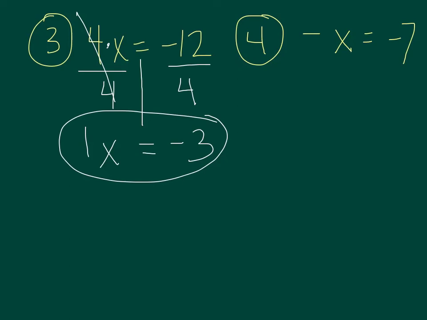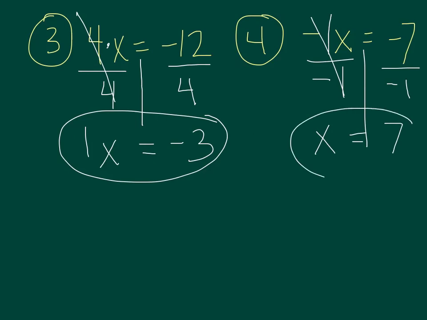Number 4, you have negative x equals negative 7. This is kind of like when we were distributing a negative sign. It's really taking negative 1 times x. So when we divide, we actually have to divide both sides by negative 1. So you get x equals, now negative 7 divided by negative 1 is positive 7. So that's your answer.